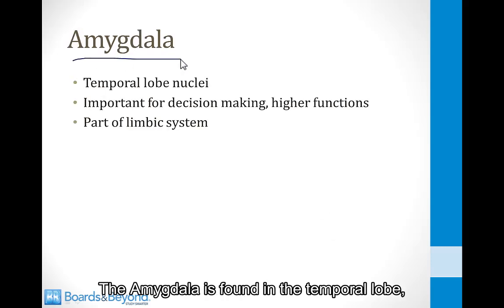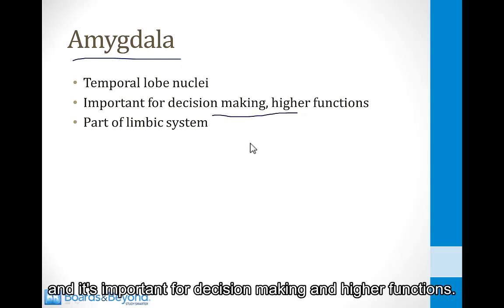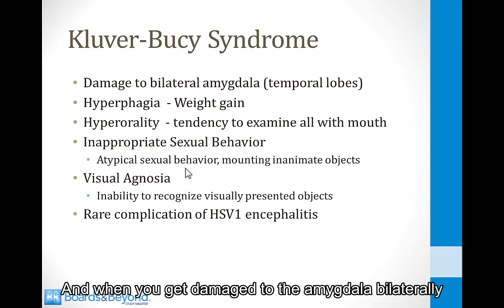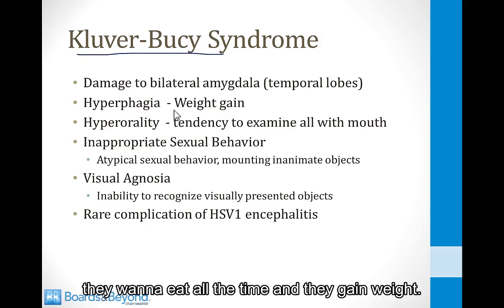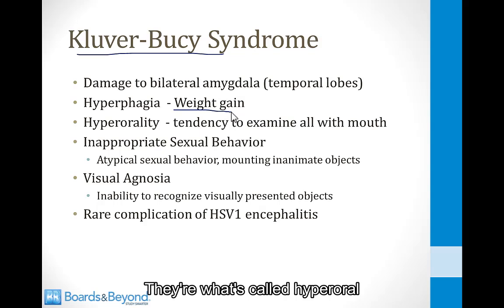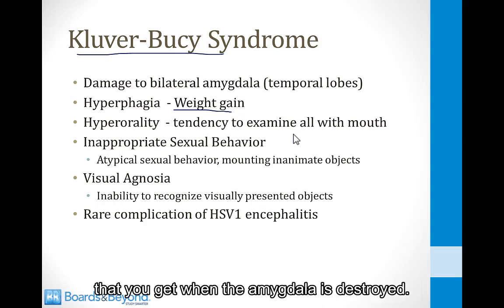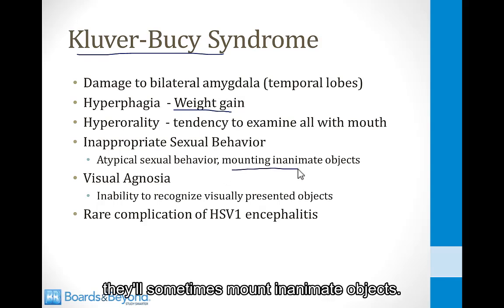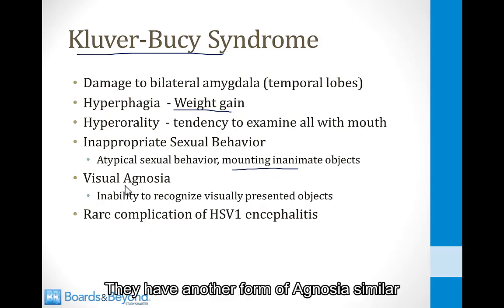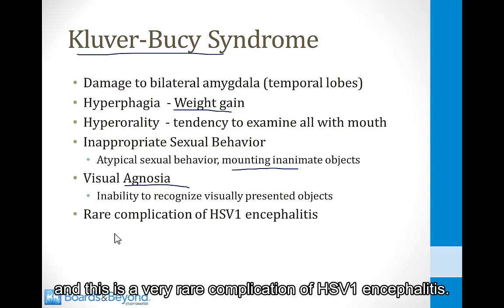The amygdala is found in the temporal lobe. It's part of the limbic system. It's a collection of nuclei, and it's important for decision making and higher functions. And when you get damage to the amygdala bilaterally, you get something called Kluver-Bucy syndrome. So these patients have hyperphagia. They want to eat all the time and they gain weight. They're what's called hyperoral, meaning they want to examine everything with their mouth. It's a very primitive form of behavior that you get when the amygdala is destroyed. They exhibit inappropriate sexual behavior. They'll sometimes mount inanimate objects. They have another form of agnosia, similar to what I described for the parietal lobe, where they don't recognize visually presented objects, and this is a very rare complication of HSV1 encephalitis.